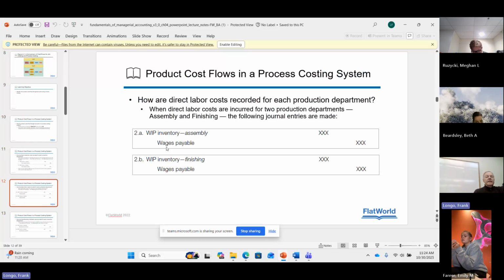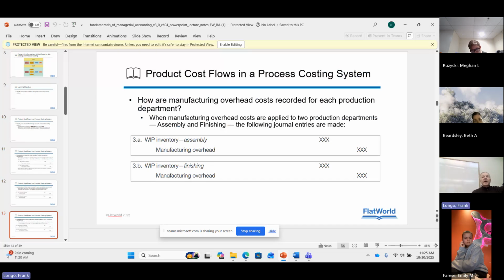When we pay those working in the departments, debit work in process inventory for the assembly department, credit wages payable. That's what was earned by those working on the assembly line. For the wages payable to those in the finishing department, debit work in process inventory for finishing, credit wages payable.